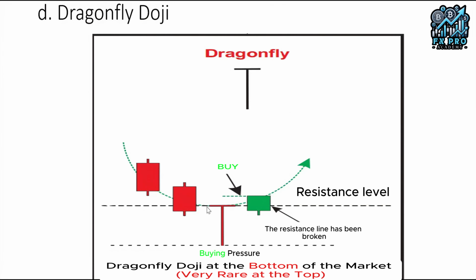Typically, hammers are found at the bottom of the trend, signaling a potential reversal. It indicates strength to reverse. The dragonfly usually appears at the bottom. Instances where it appears at the top are very rare.